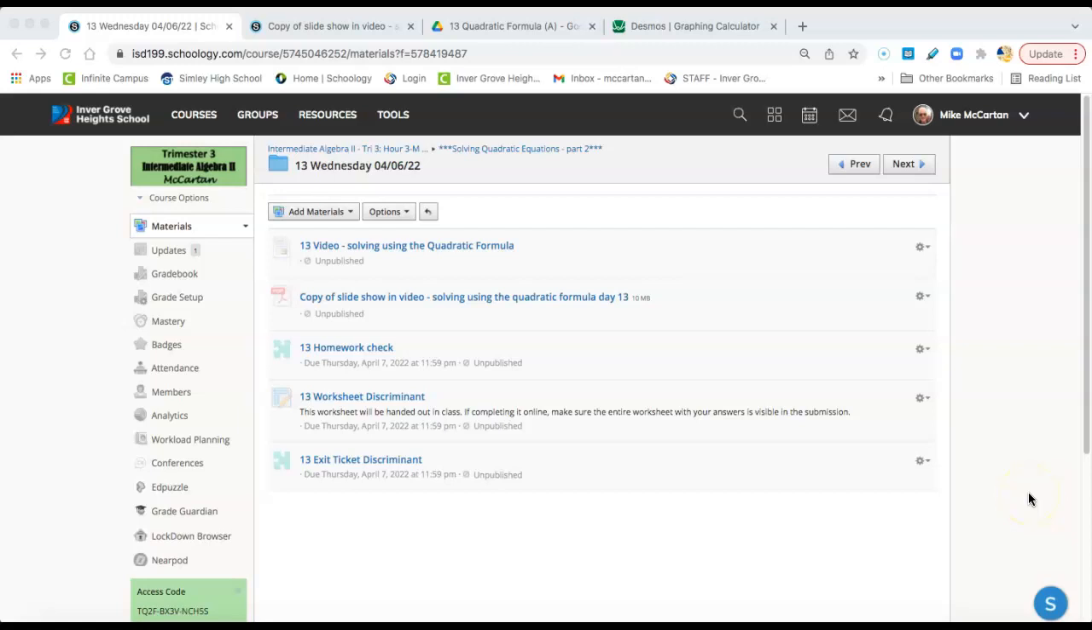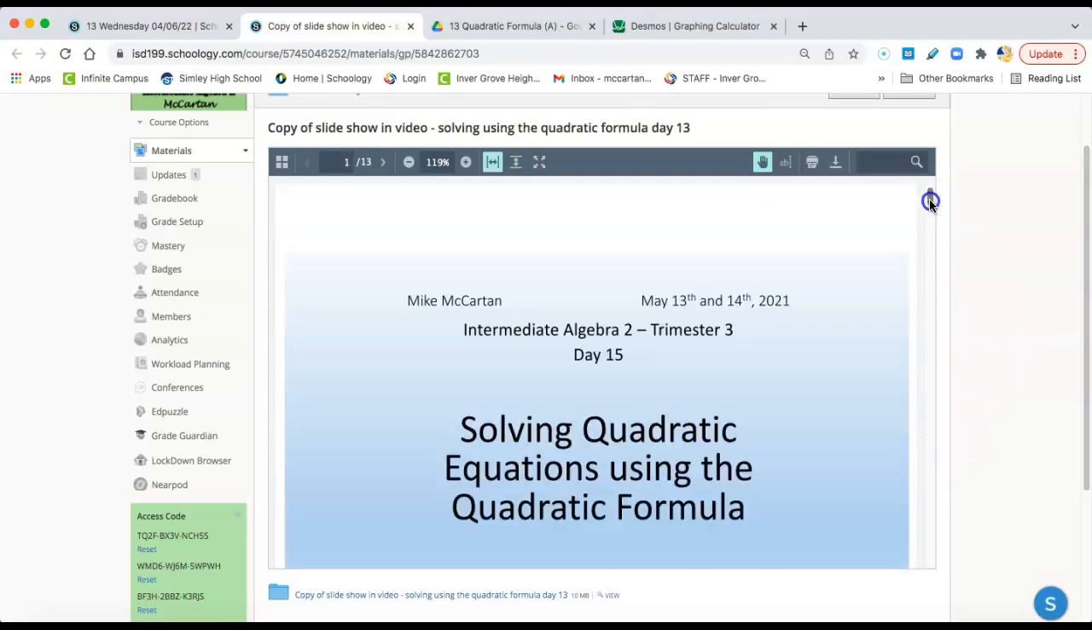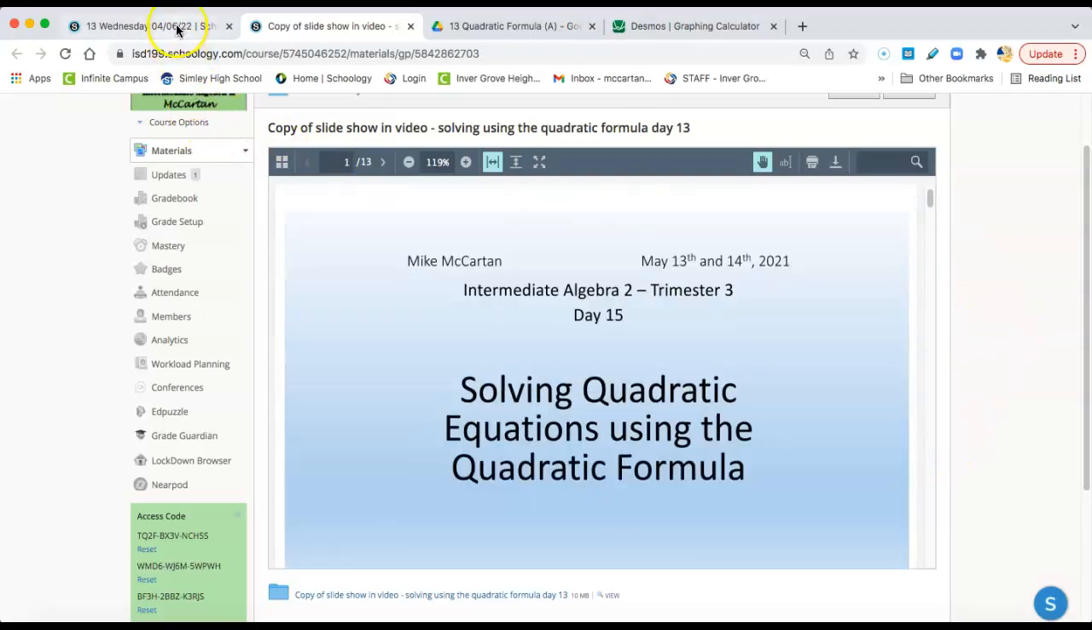Okay, hello everyone. Guys, we're going to look at the day 13 assignments. We're going to do the homework check and the worksheet. I'm going to save the exit ticket for you all again, okay? I'm going to copy the slideshows right here, and I opened it up in a different tab. It's right here, because we're going to use it because it's got the answers for us. All right, let's open up the homework check.